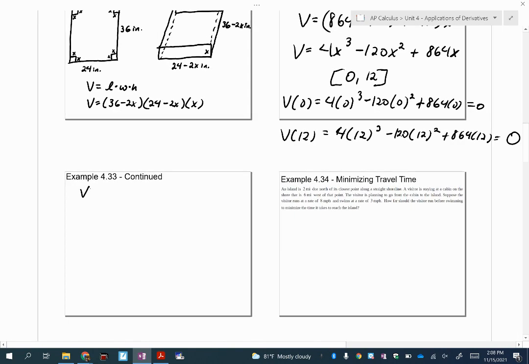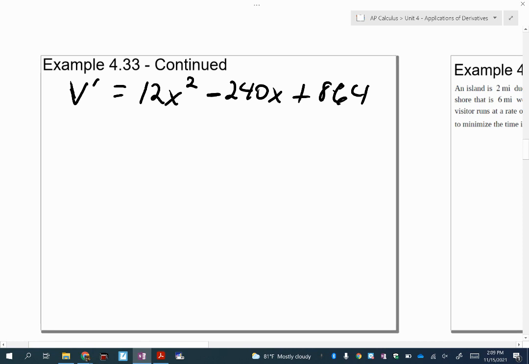So I'm going to take the derivative. Okay, so my derivative of volume is going to be 12x squared minus 240x plus 864. Okay? Now, you may not see this, but you can actually divide all three of these numbers by 12. So I'm going to write down my derivative is 12 times x squared minus 20x plus 72. 240 divided by 12 is 20, and then 864 divided by 12 is 72.